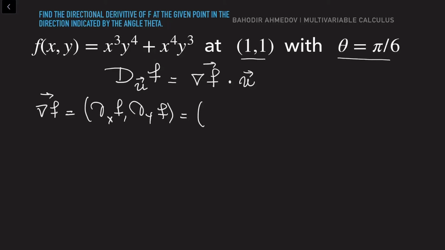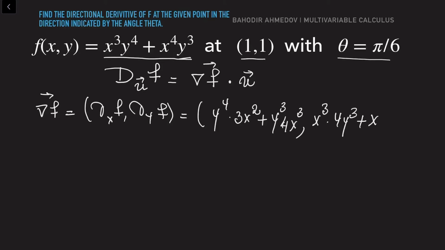So the constant times constant is going to be rewritten as it is, and the derivative of x cubed is 3x squared, plus y cubed is a constant, and the derivative of x squared is 4x to the power of 3. So now we are going to take the derivative with respect to y. In this case x is going to be considered as a constant. So x cubed is going to be written as it is, and then the derivative of y to the power of 4 is 4y cubed, plus x to the power of 4 times 3y squared.